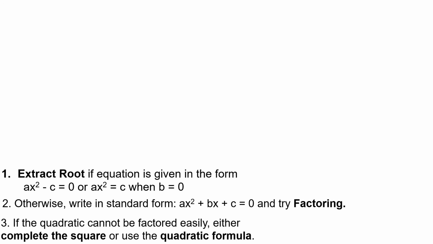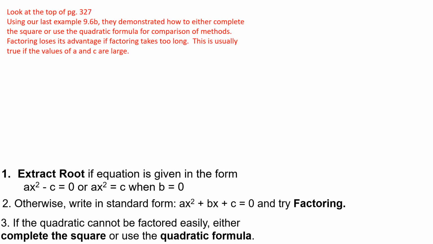All right, so if you look at the top of page 327, they used our last example that we just did on the previous screen. And they demonstrated how to either complete the square or use the quadratic formula so that you can compare the methods. Factoring loses its advantage if factoring takes too long, and this is usually true if the factors of A and C are large. Let me give you an example of that, but make sure that you do look at 327 when you have a moment.